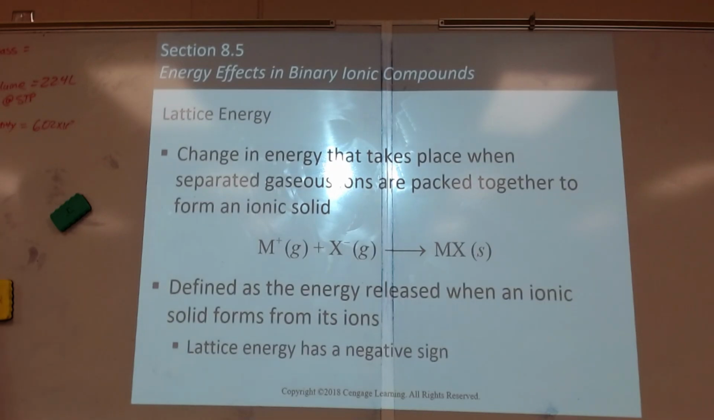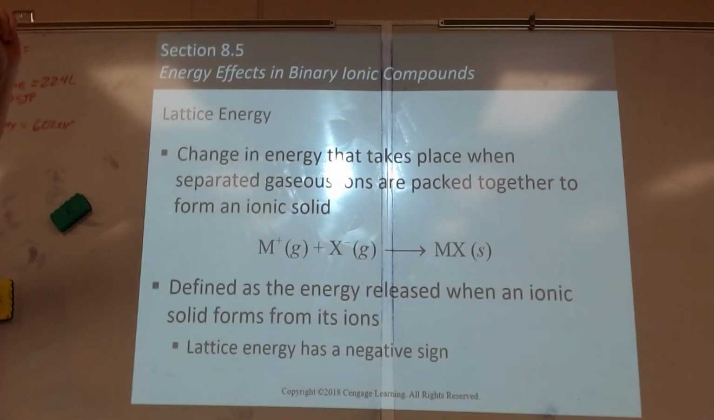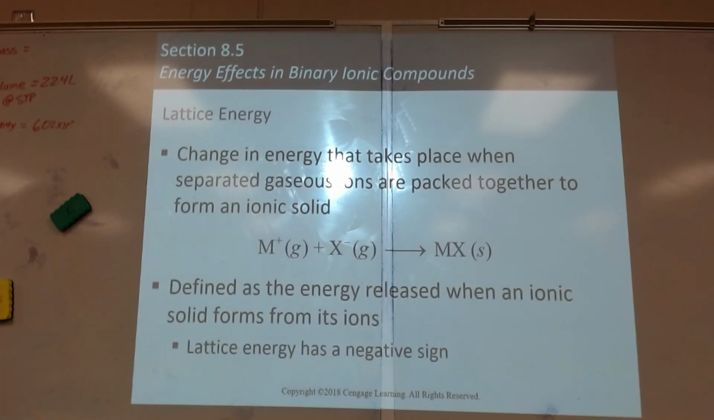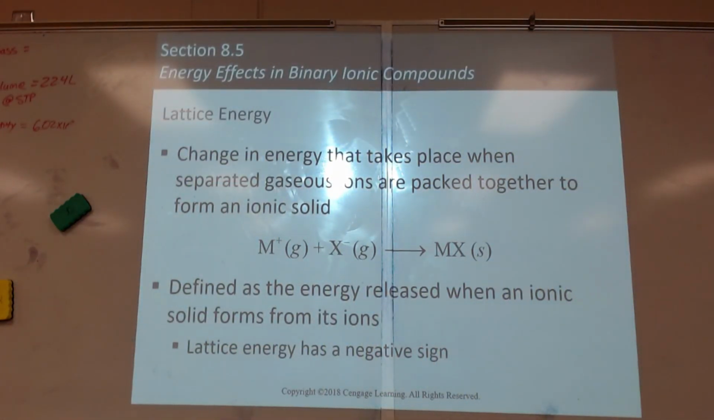All right. Let's now talk about lattice energy. Lattice energy is the change in energy that takes place when I've got these gaseous ions, and they're now going to stick together. They go from their gas state all the way to a solid state. That's the amount of energy released when an ionic bond forms from its ions. Because the energy is released, it has what kind of sign? Negative. It's got a negative sign. Energy is leaving the system.